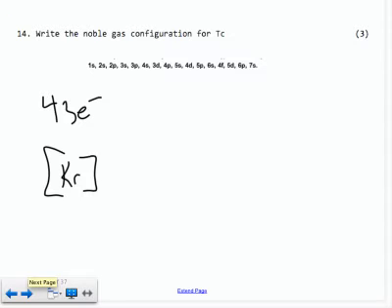And we know that the next sublevel that comes after krypton is 5s. Okay, and 5s2. Now you need to figure out how many more electrons you need. The next sublevel in the sequence is 4d. 4d can hold up to 10 electrons. How many do I need?